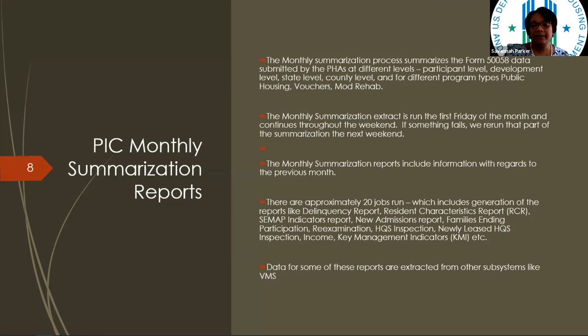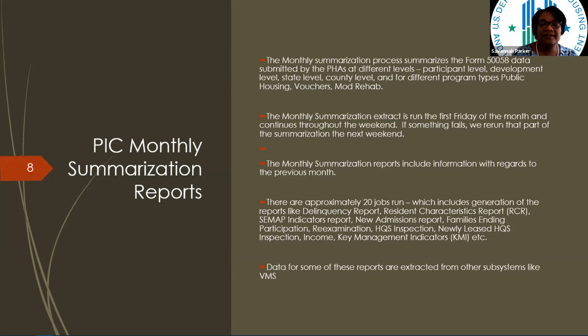The reexamination report and the delinquency report really talk to each other. If you've got delinquent reexaminations, then that delinquency report is going to reflect those reexaminations in your reporting rate for 50058s. But with the PIC monthly reports, sometimes you'll get an email from our office stating that the monthly summarization report did not run, or it encountered an error, and they have to hold the 50058s in queue, and they'll have to process them at a later date.